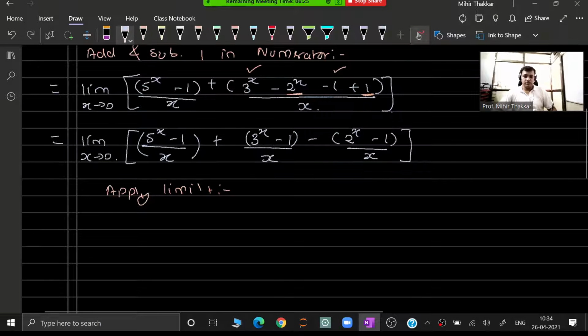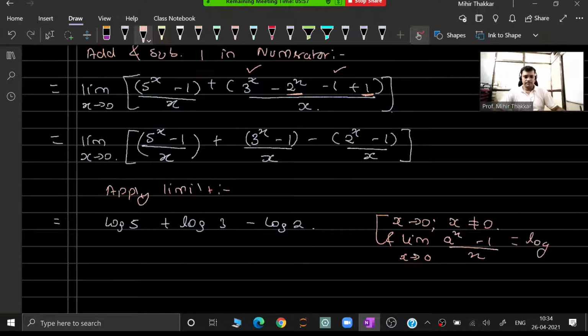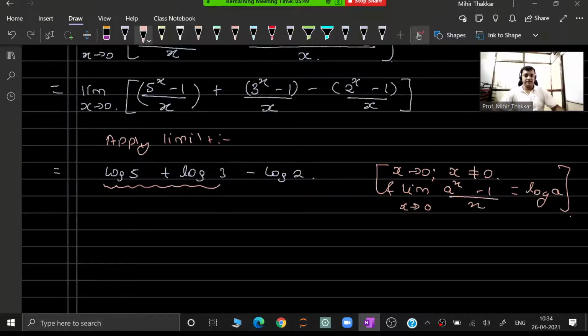and you are ready with the solution by saying it is equal to log 5 plus log of 3 minus log of 2. We will write the reason: x tends to 0, x is not equal to 0, and the formula as usual is equal to log of a.